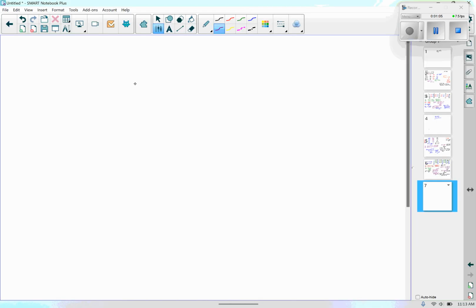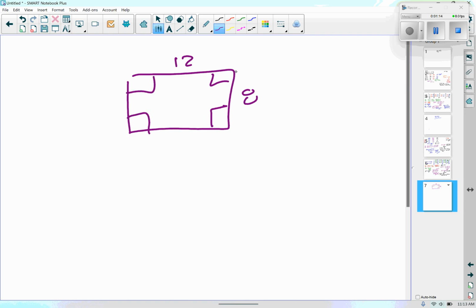So we have 8 by 12. Agree? Cut the corners out. We don't know how big the corner is going to be, so they're each x by x. So in order to find the volume of this, that means that this portion here is no longer 12. It's 12 minus 2x. And this edge right here is no longer 8. It's now going to be 8 minus 2x.